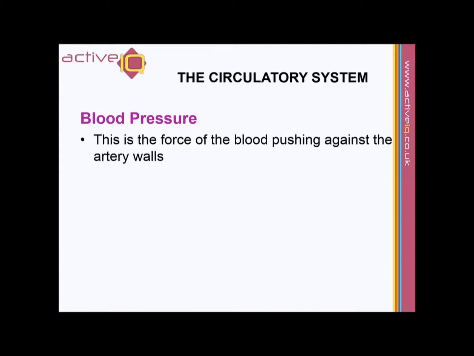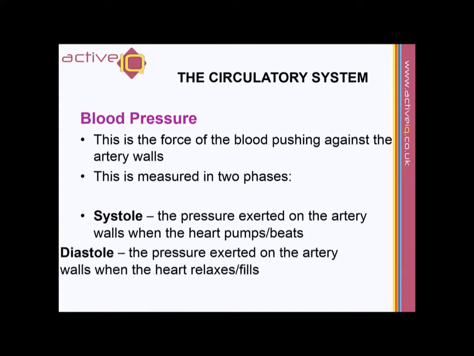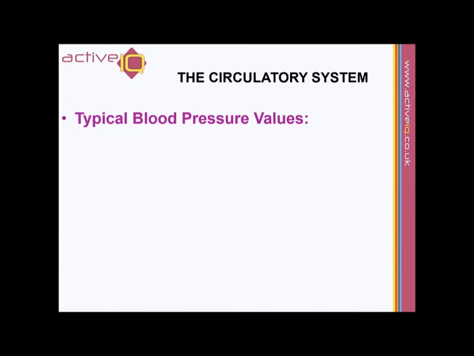So we're now looking at blood pressure, and this is the force of the blood pushing against the artery walls. It's measured in two phases: the systolic phase, or systole, which is the pressure of the blood exerted on the artery walls when the heart pumps or beats. And then we have the diastole or diastolic, which is the pressure exerted on the artery walls when the heart relaxes. So if you look at blood pressure, you'll see two numbers, ideally 120/80. The 120 would measure the systolic blood pressure, and the 80 would measure the diastolic blood pressure.